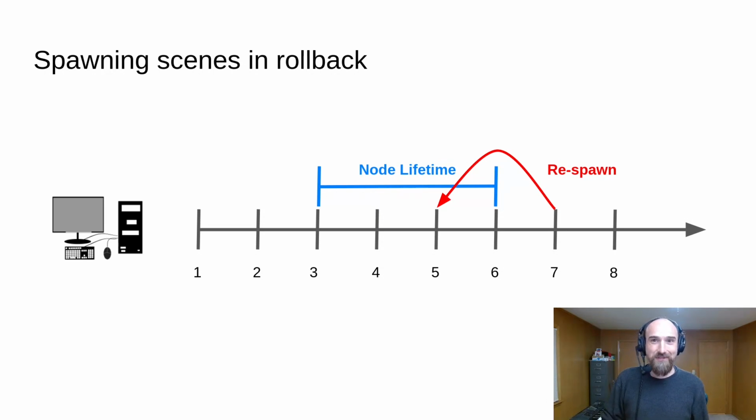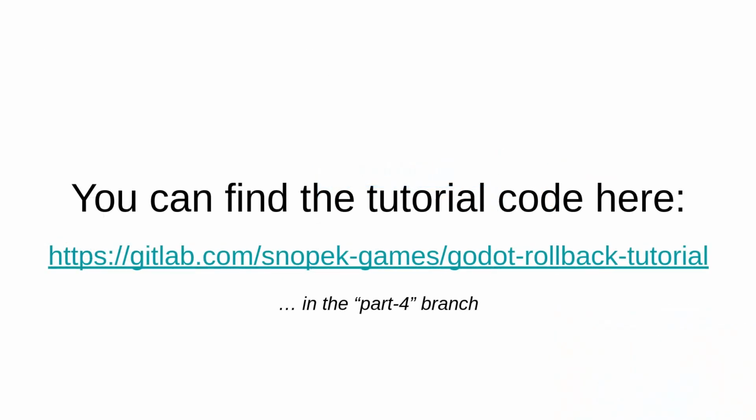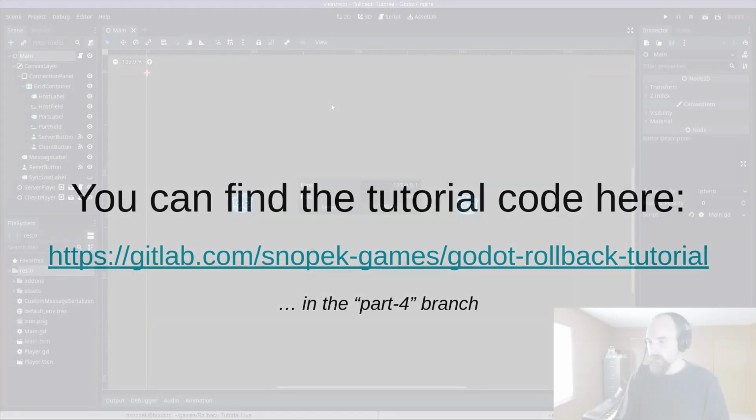But you may have also started to wonder about the performance of spawning and despawning lots of nodes during a rollback. The Godot Rollback Netcode add-on also has an optional pooling feature where it will hang on to despawned scenes and reuse them, which can provide a really big performance boost for games that spawn a ton of stuff. And we'll touch on all of these things in just a moment. Let's head over to the Godot editor.